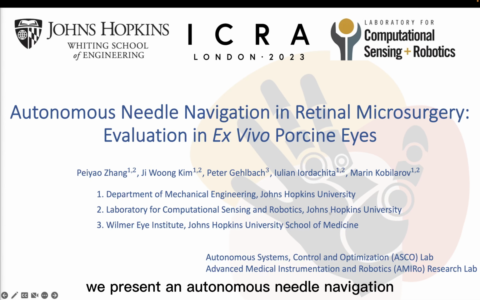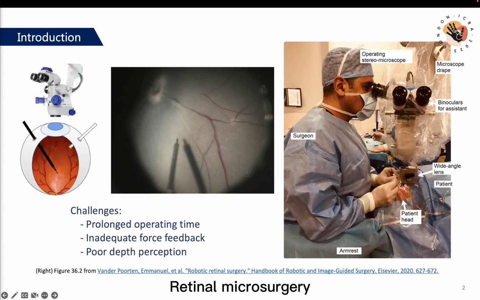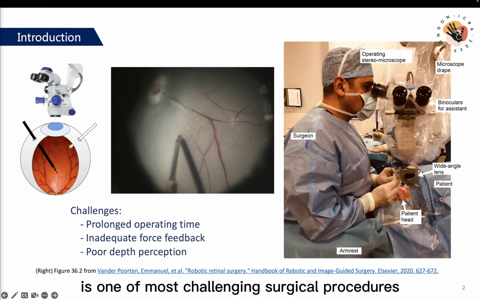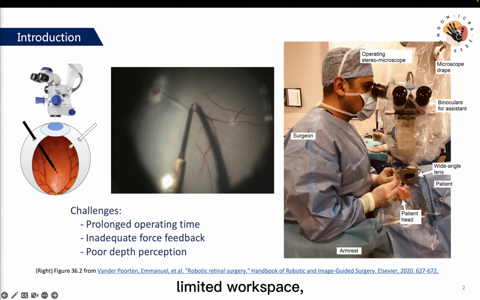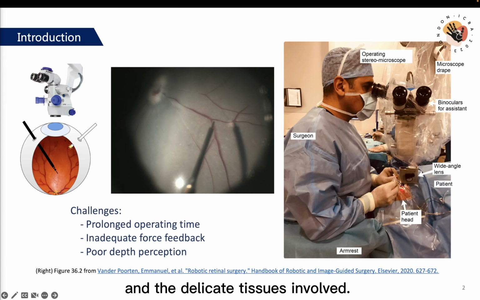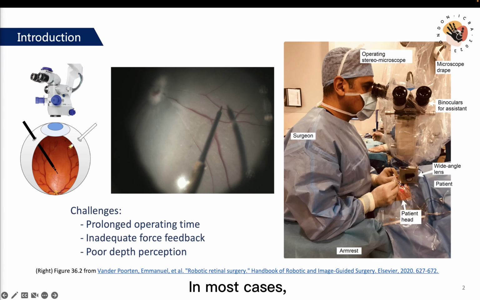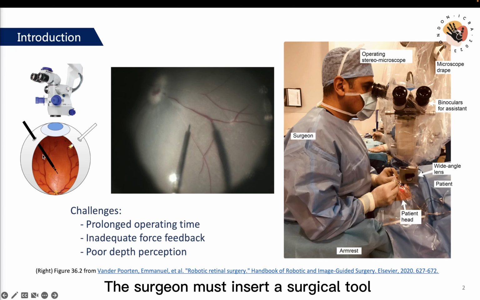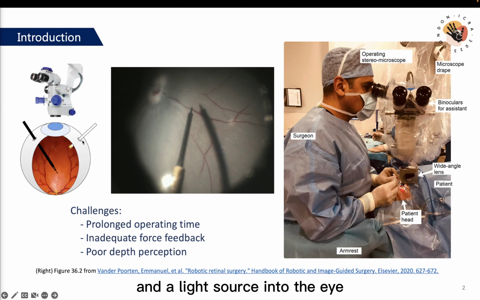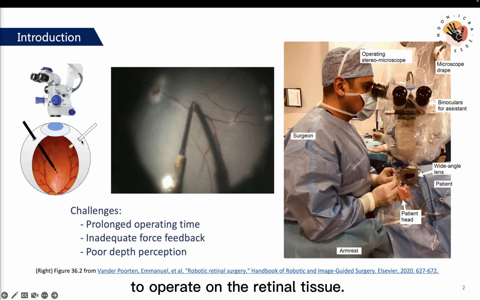In this work, we present an autonomous navigation in retinal microsurgery and provide evaluation in ex vivo porcine eyes. Retinal microsurgery is one of the most challenging surgical procedures due to its high precision requirements, limited workspace, and the delicate tissues involved. In most cases, an operating microscope is used to obtain a top-down view of the surgery scene. The surgeon must insert a surgical tube and light source into the eye to operate on the retinal tissue.